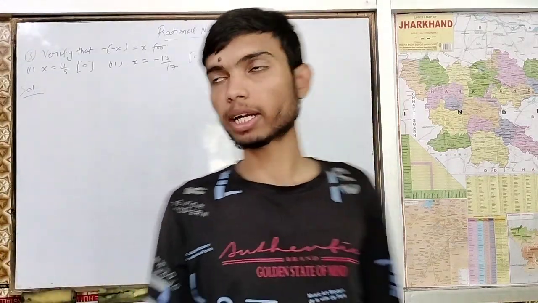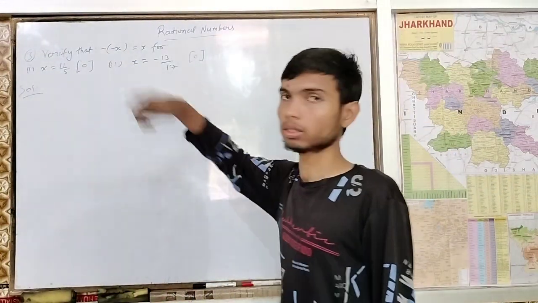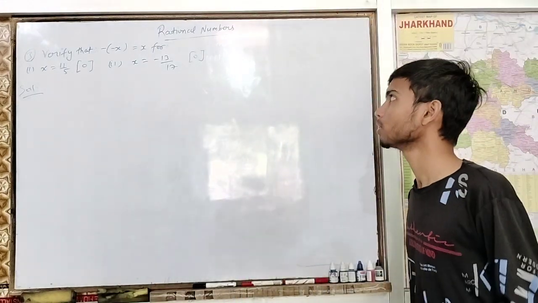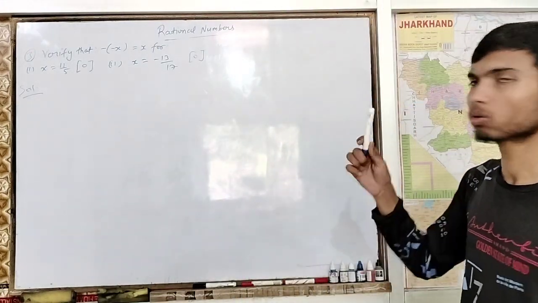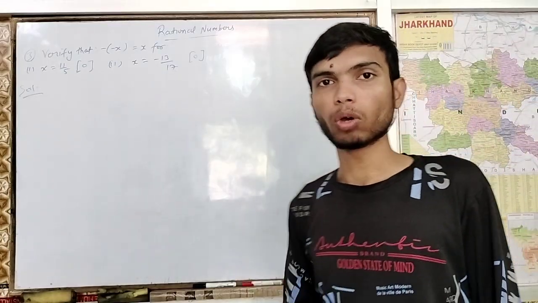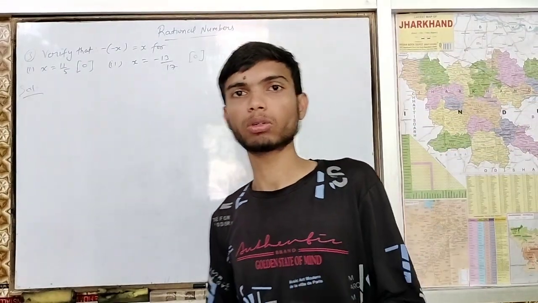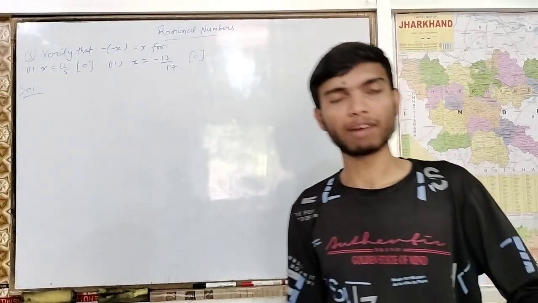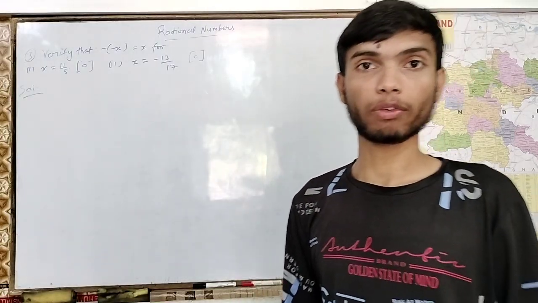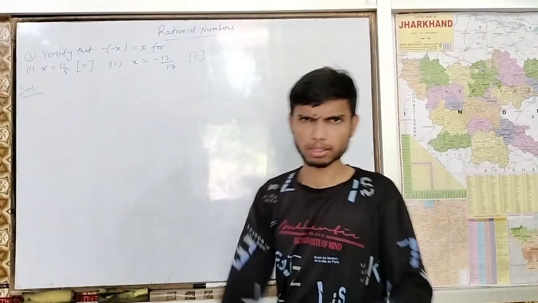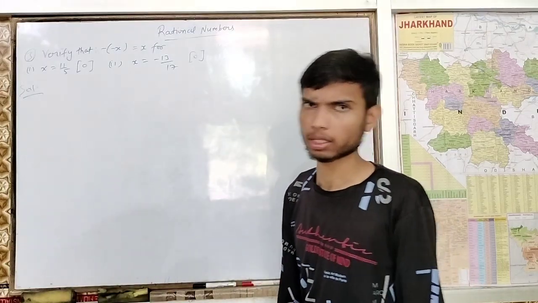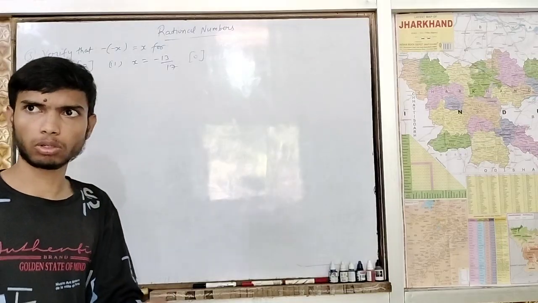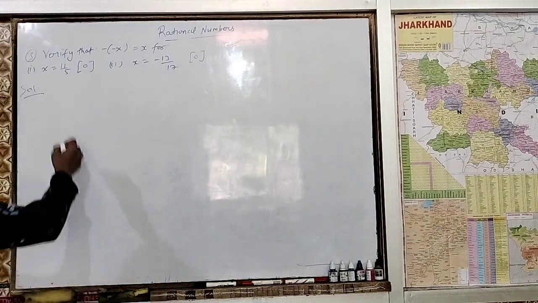It is saying verify that if you have minus into minus x is equal to x for this. Here it is telling you have a given value of x which is 11 upon 5. You will have to enter this value of x into this, then simplify it. Whatever you are getting, just look at this.